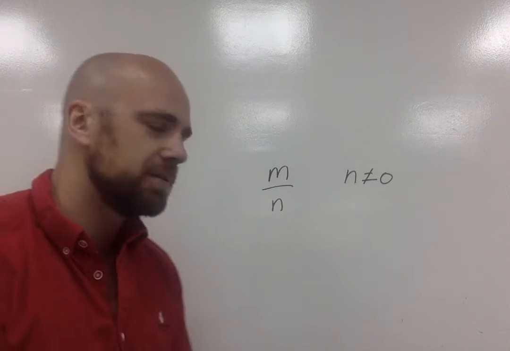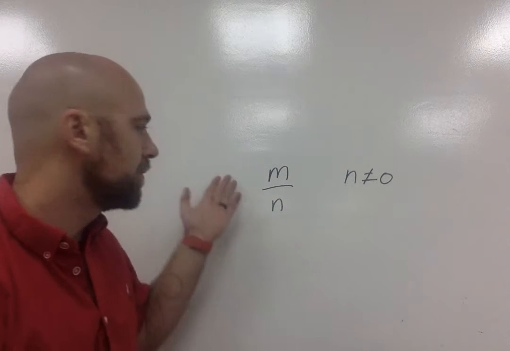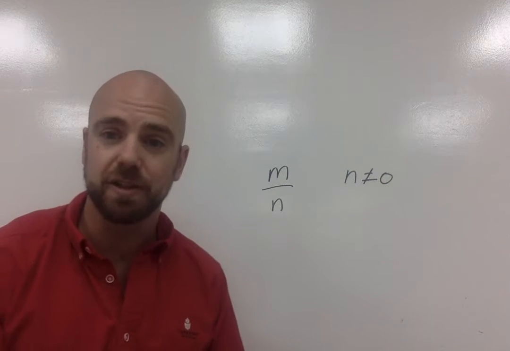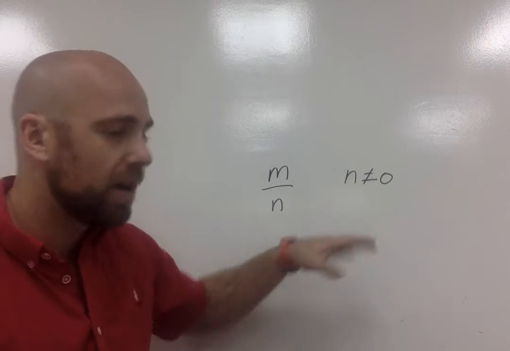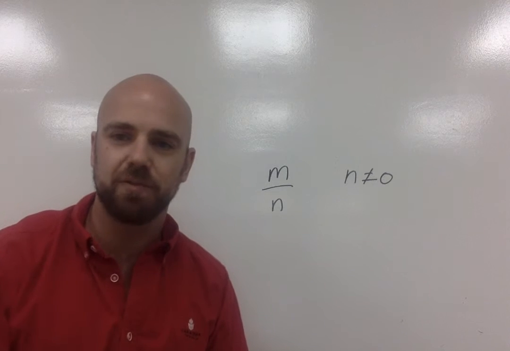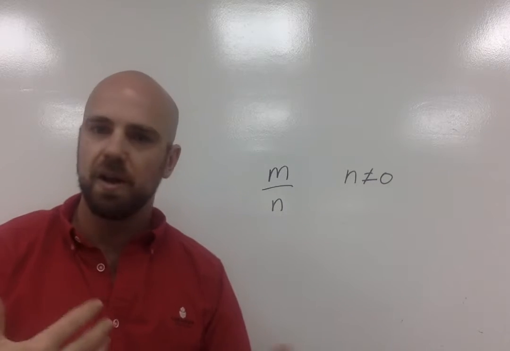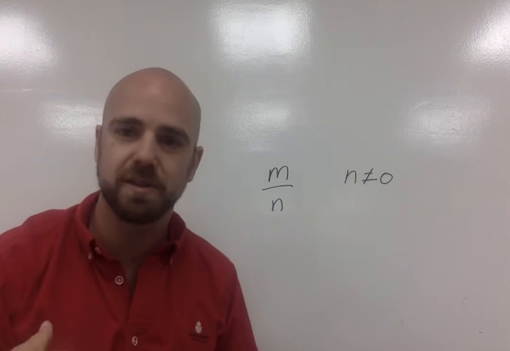So, rational numbers can be described as any number that you can represent using a fraction, where you have your numerator and your denominator, but your denominator cannot equal 0. Anytime that we can represent a number as a fraction, and both of these can be integers as well, so it could be positive or it could be negative.